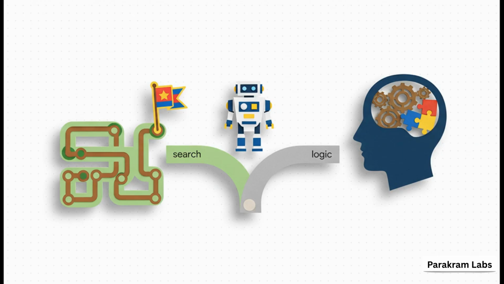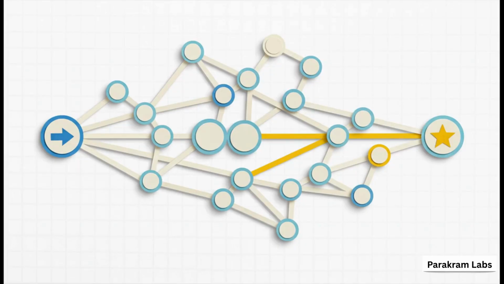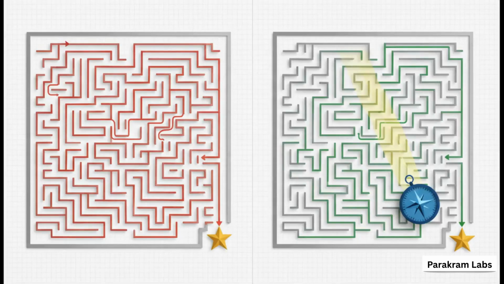The first tool, search, is all about seeing the world as a giant map of possibilities. The agent's job is just to find the best path through that map, from where it is now to where it wants to be, by exploring all the different options. But just blindly checking every single path, that's super inefficient. This is where a huge concept comes in, heuristics.